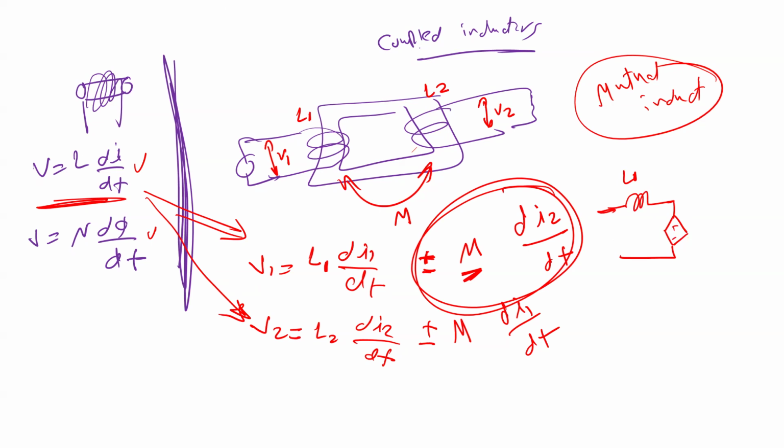Because this part is similar to what we had before, I can model this coil as an inductor similar to the one we had before, plus a dependent voltage, but this voltage is coming from the other part. Okay? Same thing here, I can model this one like L2. Also here I can have a plus or minus, depending on the direction, but this part is coming from M di1 divided by dt, coming from the other side.